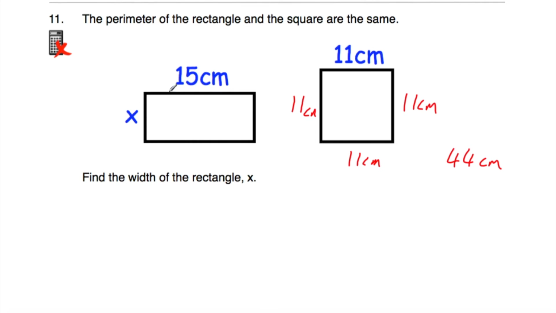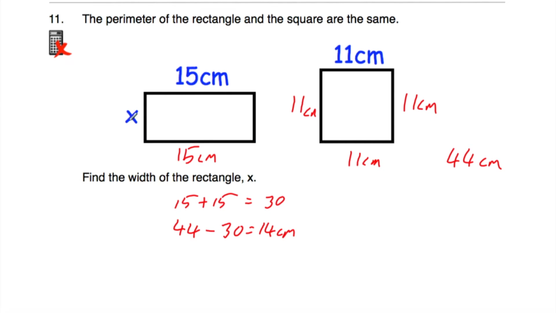Now let's look at the rectangle. So the length of the top is 15 centimetres. That means the length of the base would be 15 centimetres. And 15 plus 15 is equal to 30 centimetres. Now the whole perimeter is 44. So if we do 44 take away 30, that's equal to 14 centimetres. That means that there's 14 centimetres left for the left-hand side and the right-hand side.